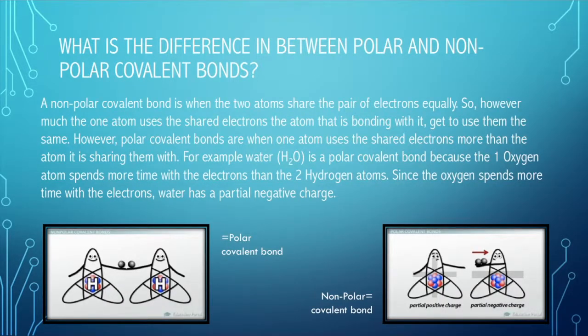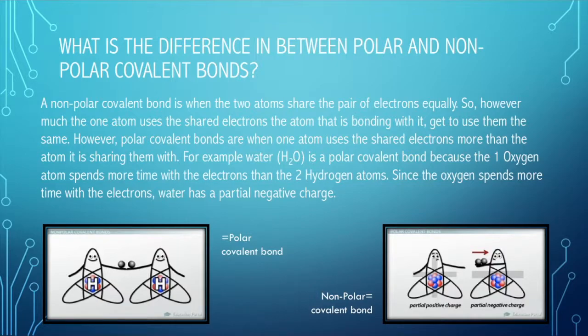So what is the difference between polar and non-polar covalent bonds? A non-polar covalent bond is when the 2 atoms share the pair of electrons equally. However much time one of the atoms has with the electrons, that is the exact same amount of time the other atom has with the electrons.